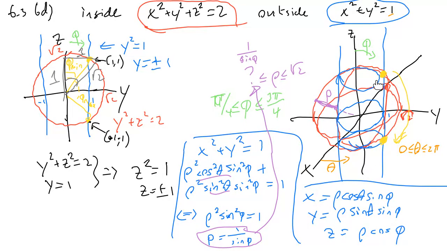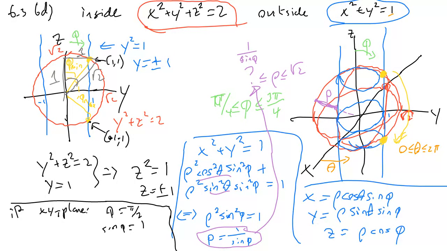Let's do this as an aside. What I'm doing now is not strictly necessary. I'm just trying to convince you that this is the right bound. So if we're on the xy plane, in particular on the y-axis, our angle is pi over 2. The sine of pi over 2 is 1, and that means that 1 over sine phi is also 1, because 1 over 1 is 1. So if we are actually on the xy plane, then the lower bound for rho is 1, and that's exactly what I said. I also said that if we're close to this angle, then the lower bound would be very close to root 2.